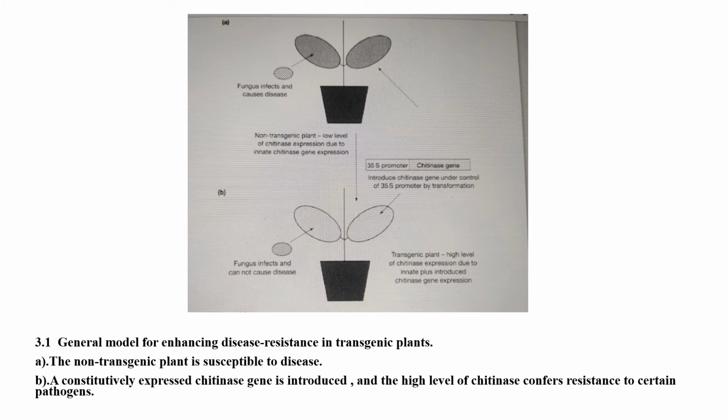This is the general model for enhancing disease resistance in transgenic plants by overexpressing genes. The first one: here the leaves are infected with the fungus where it causes a disease, and the non-transgenic plants have a low level of expression due to innate gene expression. For the 35S promoter, the introduction of the gene is under the control of the 35S promoter for the transformation. The second one expresses the gene at a high level, which confers resistance to certain pathogens.